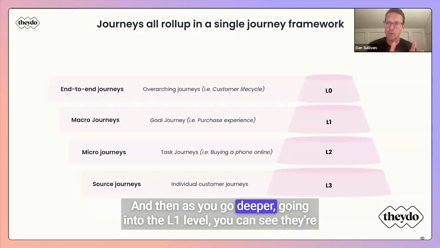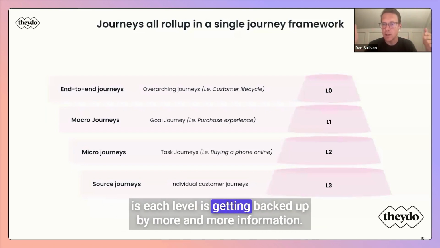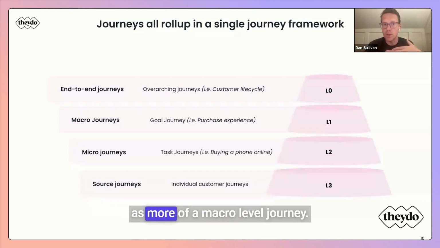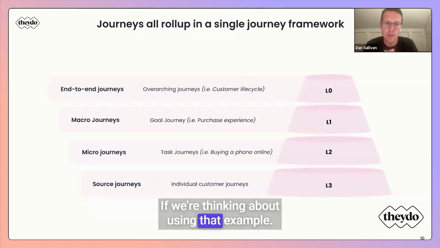And then as you go deeper, going into the L1 level, you can see they're broadening, because of how we look at this as we think about the pyramid: each level is getting backed up by more and more information. So we go from an L0, which is high level, to an L1, which we think of as more of a macro level journey. So this could be a goal journey like, hey, here's my purchase experience, if we're thinking about using that example.